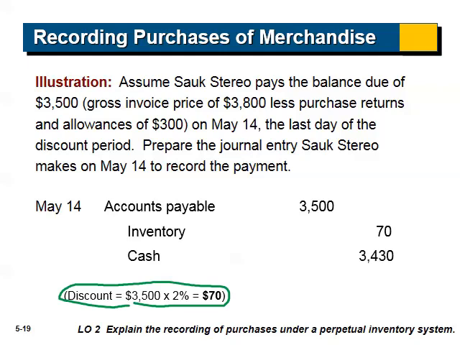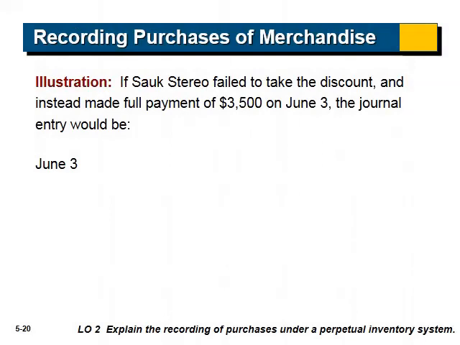And then we have the cash. And why reducing inventory? Because you're in essence reducing the cost of the inventory because you paid in essence less for the inventory. If they did not take the discount and made the full payment, the journal entry would be this. A lot simpler. They just pay the full amount, the $3,500 in cash.